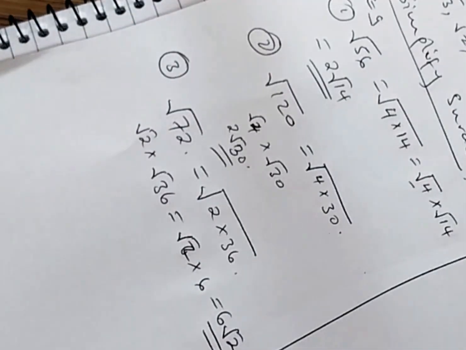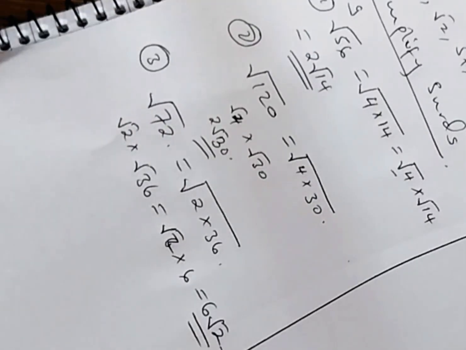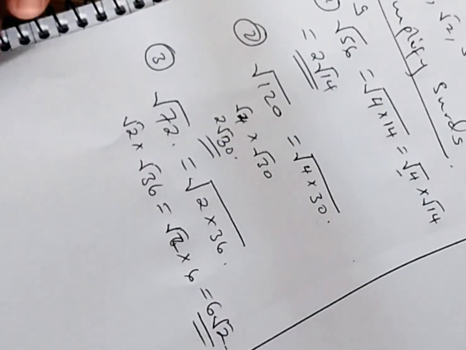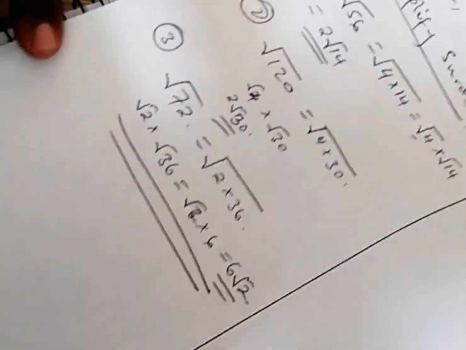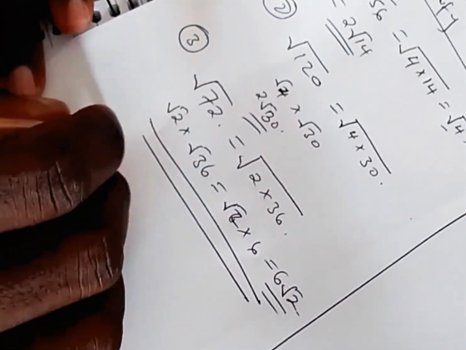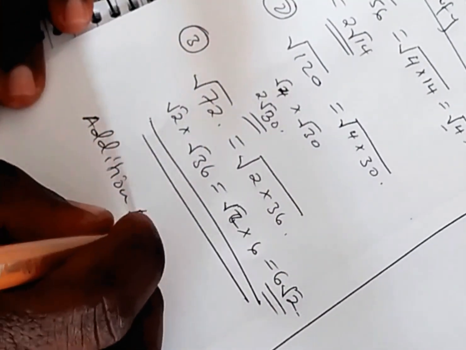So we have many examples, and this is how you do it. You get two numbers whose product will be the surd given. One of the numbers should be a perfect square, so that you get the square root and then multiply that one. Addition of surds and subtraction.